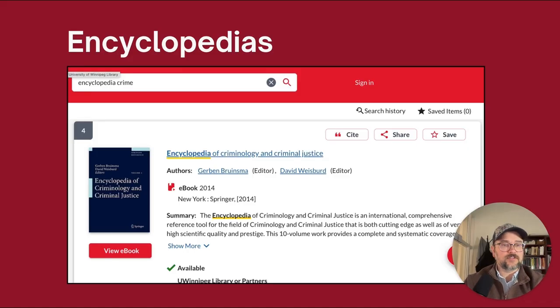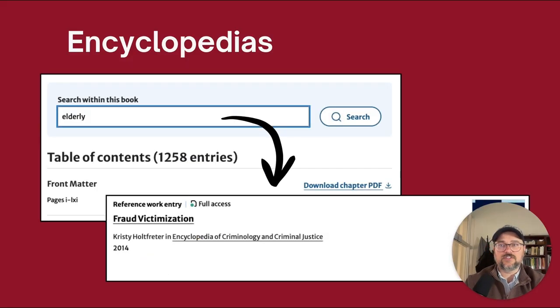But there might be instances where I would want to use something that's available in the library. I would come in, do something similar, find the encyclopedia, and then flip through the pages to find the relevant sections that I'm looking for. So in this case, I use this ebook. There's the option to search within the book. So I searched for the word elderly.